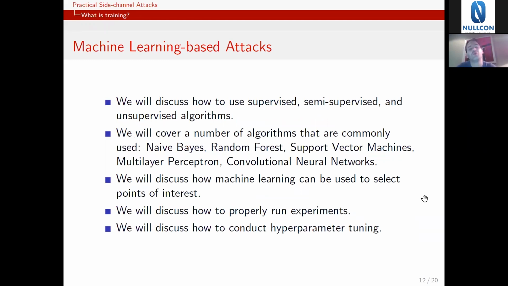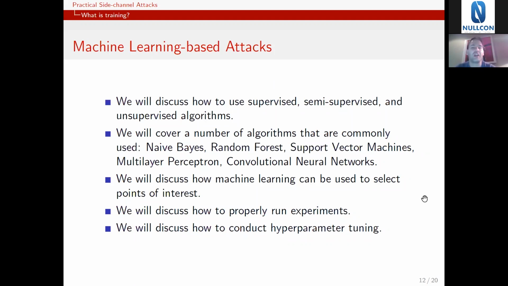So what we will do, we will start with a discussion of how to use supervised, semi-supervised, and unsupervised types of feedback for machine learning. Then we will cover a number of algorithms that are commonly used in side channels, like naive Bayes, random forest, support vector machines, multi-layer perceptron, convolutional neural networks. Depending on the speed of the group, we will implement at least some of those algorithms and run some experiments.